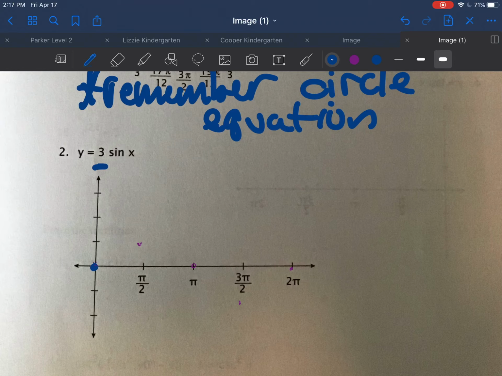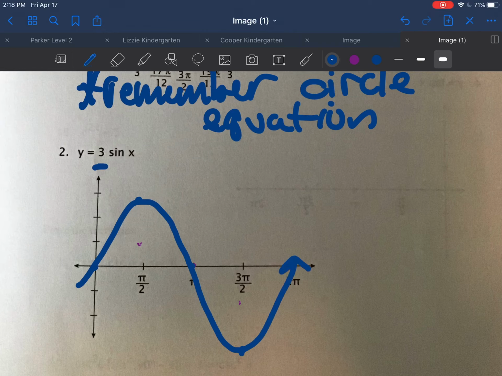At pi over 2, we're usually at a y value of 1. We multiply that by 3, then we go up here to positive 3. 0 times 3 would be 0. Negative 1 times 3 would be negative 3, which is off my graph. I love when they do that. And at 2 pi, the value is 0, and 0 times 3 is 0. Wowzers. Okay, so then you can just draw in your little curve there, and get your graph in.